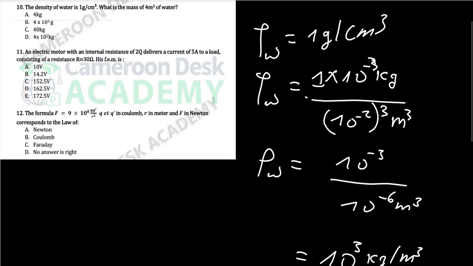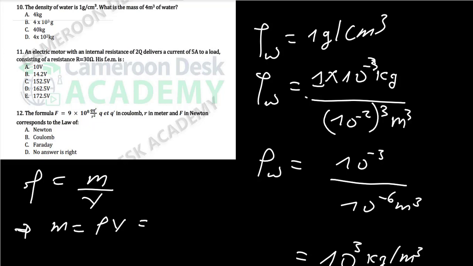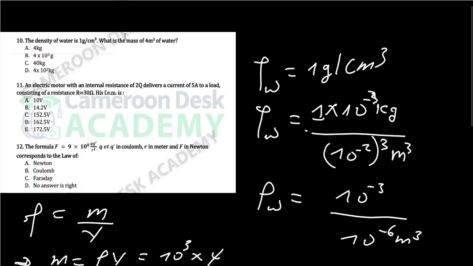Now the question says what is the mass of 4 meters cube of water? So density is equal to mass over volume. So the mass will simply be density times volume, which is 1000 or 10 to the power 3 times 4. So the correct answer is 4 times 10 to the power 3 kilogram. Amongst the options there is no correct answer. Option B was supposed to be 4 times 10 to the power 3 kilogram, or option D was supposed to be that answer. So the answer was between option B and option D.